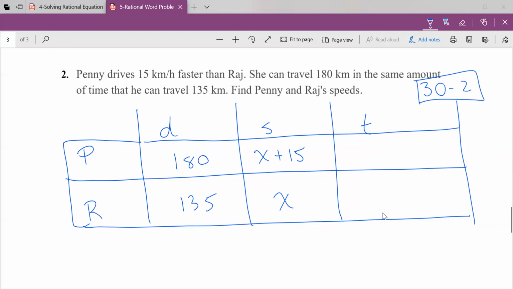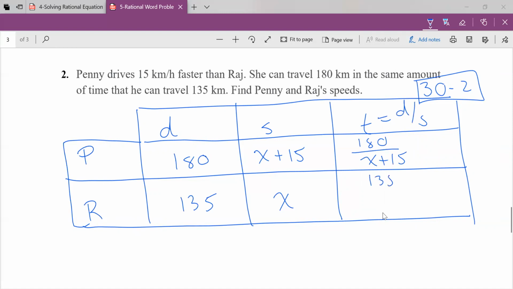Okay, time. When you're filling out this chart, you're always going to be able to fill in the first 4 boxes. It's the last 2 for time where our work is going to come from. Time is distance divided by speed. So Penny's time is 180 divided by x plus 15. Raj's time is 135 divided by x.